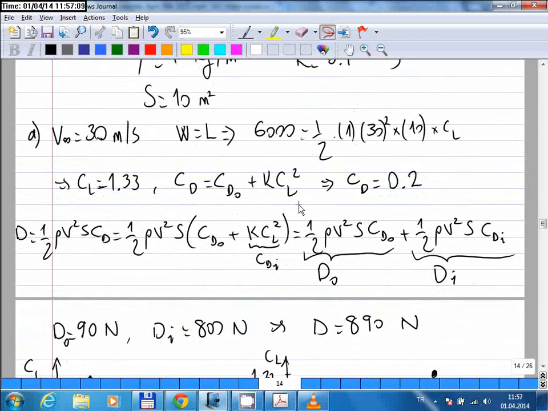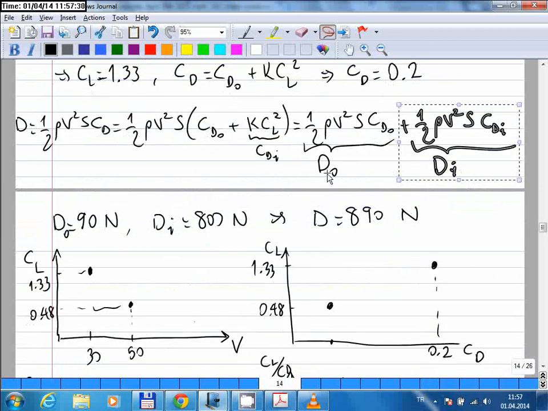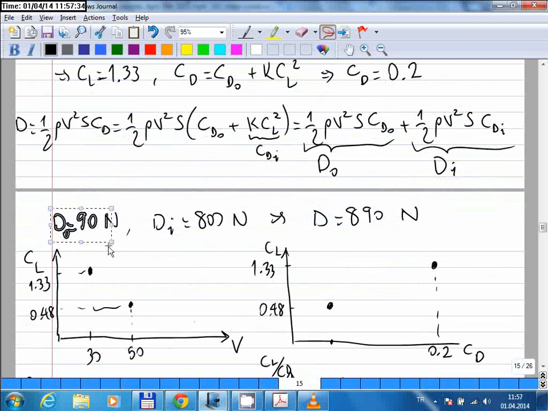So if you put these values into the drag equation, the drag coefficient is composed of two parts. So you can divide the total drag force into two parts: the parasitic drag force and the induced drag force. For this case, if you put in the numbers, it turns out that the parasitic drag force is 90 newtons, and the induced drag force is 800 newtons.